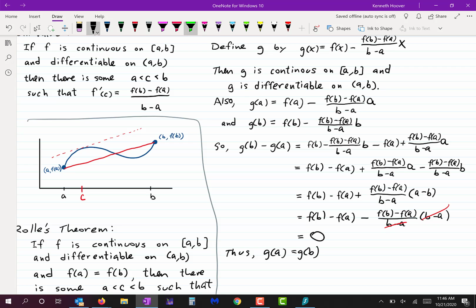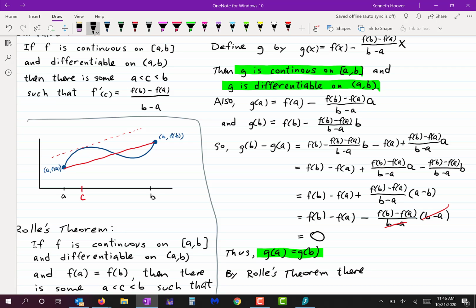So g is continuous on the closed interval from a to b. g is differentiable on the open interval from a to b. And g of a equals g of b. So we can use Rolle's theorem on the function g. By Rolle's theorem, there is some c between a and b such that g prime of c equals 0.